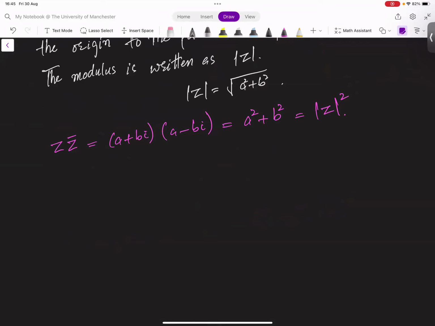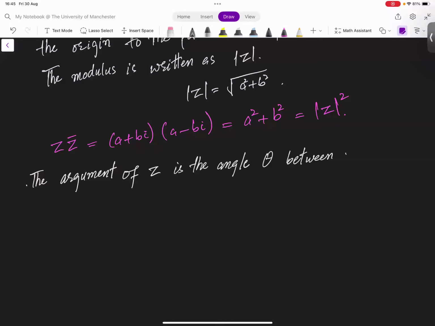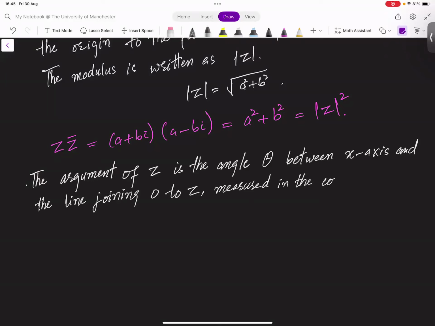What about the argument? The argument of z is the angle theta between the x-axis and the line joining 0 to z, measured in the counterclockwise direction.